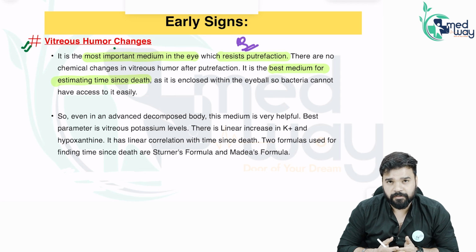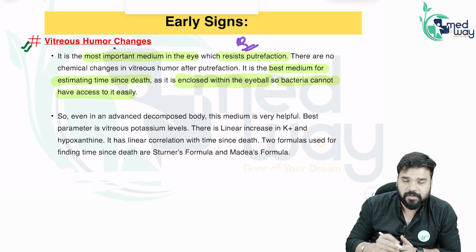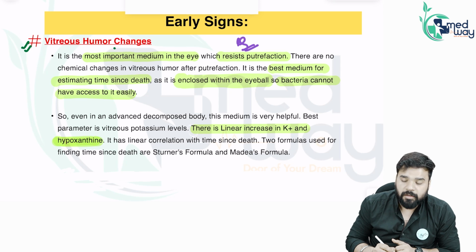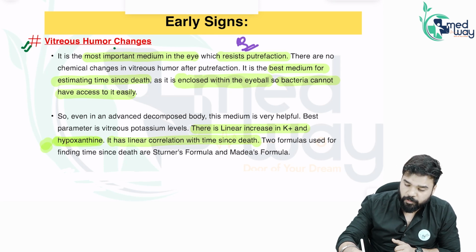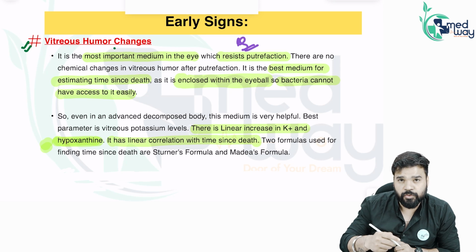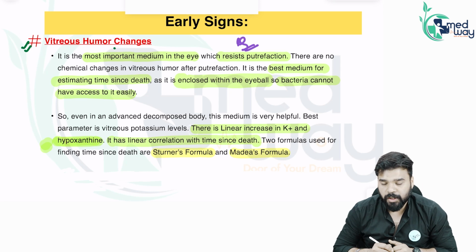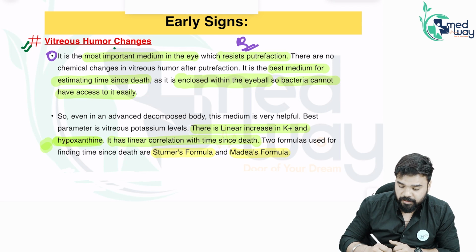So it is the best medium, and it is enclosed within the eyeball, which doesn't allow bacteria to have access easily. What happens in vitreous humor is there is a linear increase in potassium and hypoxanthine. Okay, there is a linear correlation with time since death of potassium and hypoxanthine both. So there are two formulas which you need to remember, which are used to determine time since death: Stirner formula and Madia's formula.